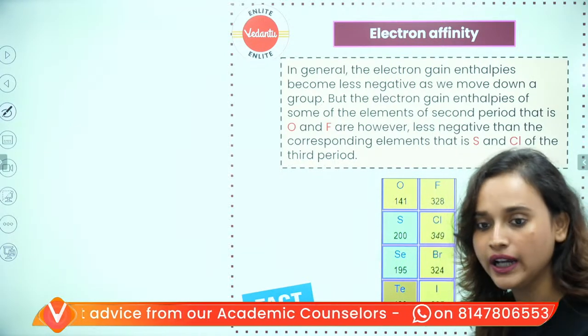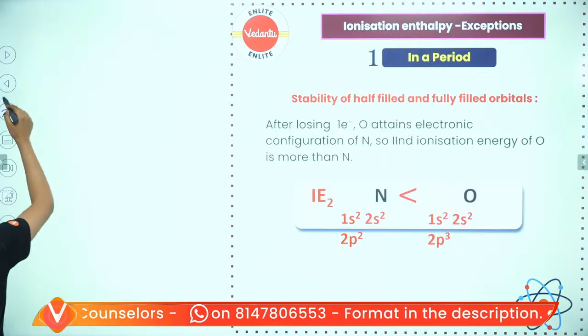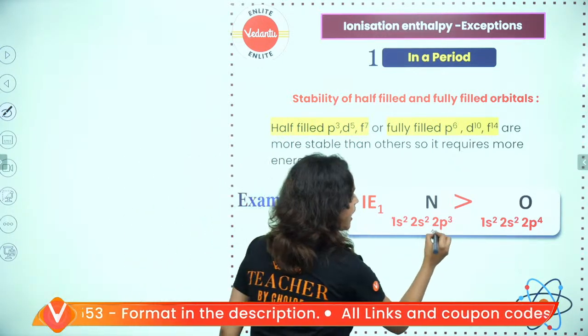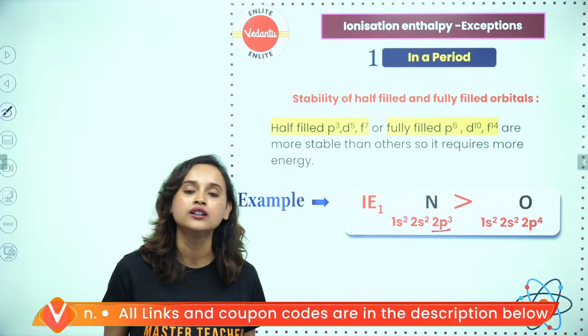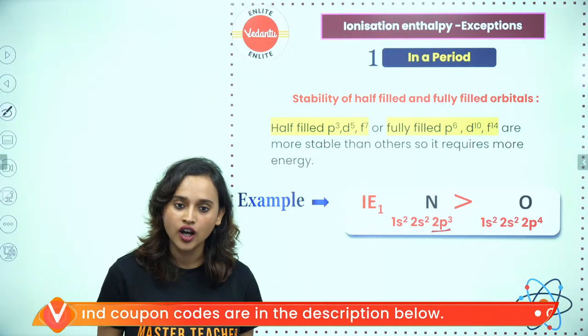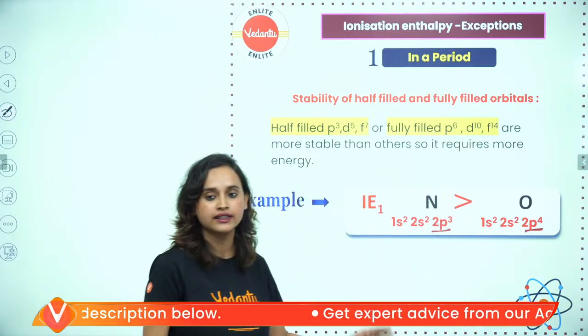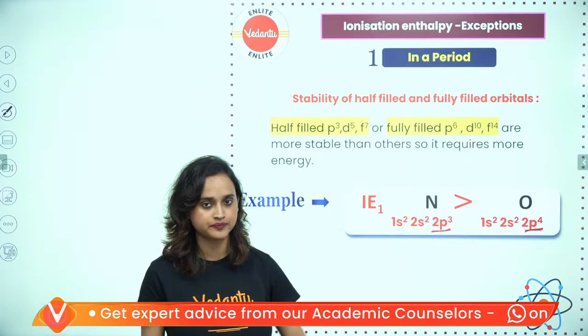So, how to compare N and O? Let me tell you. See, N has half-filled orbitals, no? 2p3. And we know that half-filled are more stable. Okay? And we know that in oxygen it is 2p4. That's how you compare. We're talking about the second period.